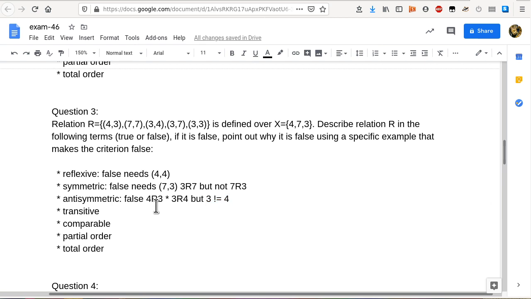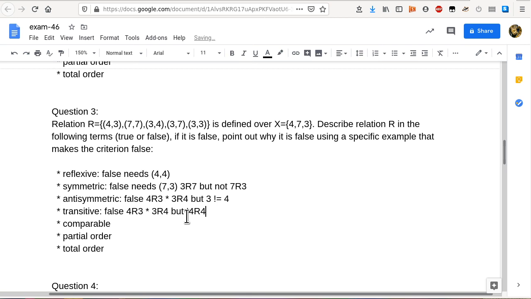So let's take a look at transitive. In this case, it is definitely not transitive. Transitive sounds pretty easy, but a lot of people actually miss this property because they forgot about this one. So this is false because 4R3 and 3R4, but not 4R4.